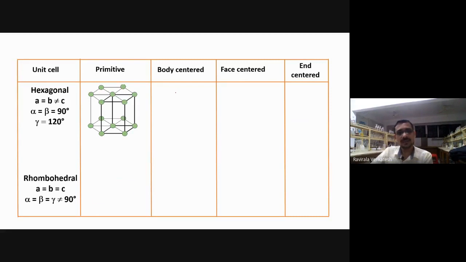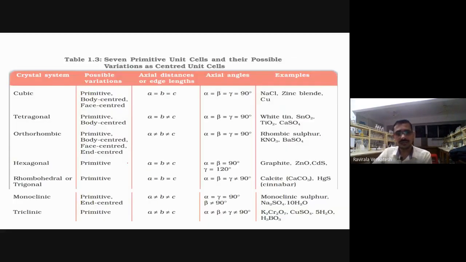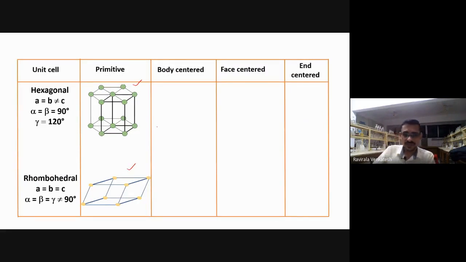Hexagonal, if you observe what happened, you are going to get again primitive here. And finally, rhombohedral, you are getting only primitive. So with this what happened? We have got 14. Total 14 Bravais lattices we got. Total 14.